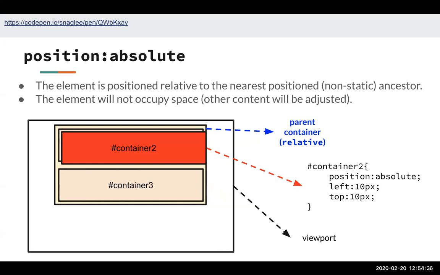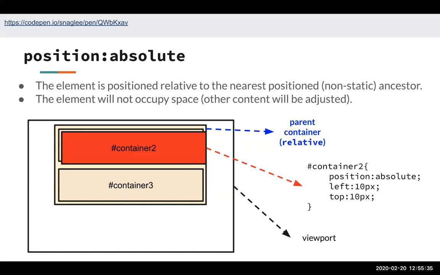So container two now is going to find its ancestor that is non-static, and imagine that this parent container has the position property, and its value is relative. That means that it's non-static, right? And then it's going to put the container 10 pixels and 10 pixels away from its parent container. Does that make sense? It's going to keep going up to find an ancestor that is non-static again. Non-static means the position property is not static, either relative, absolute, or fixed, or whatever.